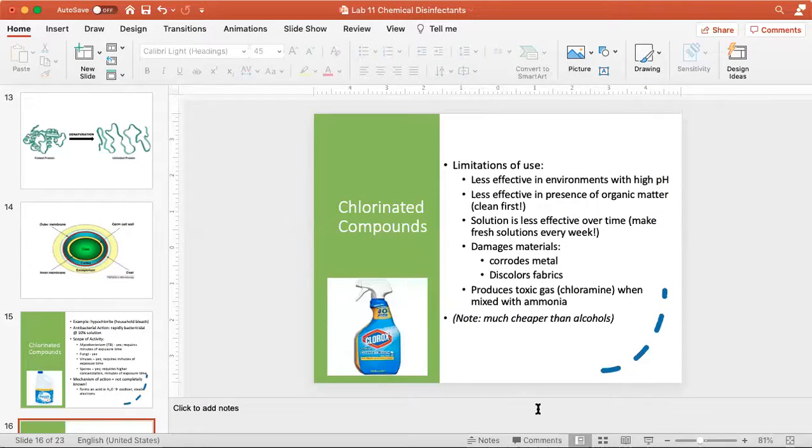Something else to know about bleach, which is not a limitation, it's actually something good. It's a lot cheaper than alcohol is. Remember, I said that a gallon of undiluted alcohol will run you about $100. A gallon of bleach will run you $5 or $10. It's very inexpensive compared to alcohol.